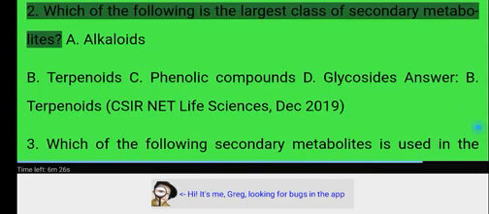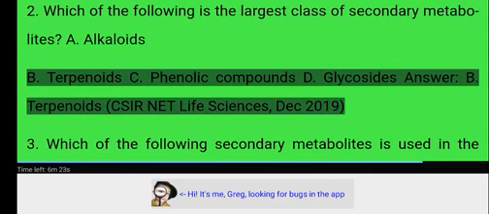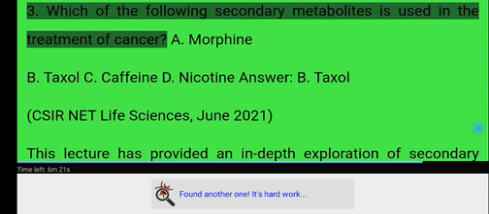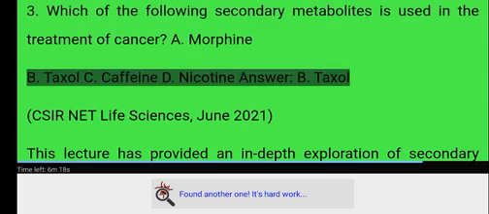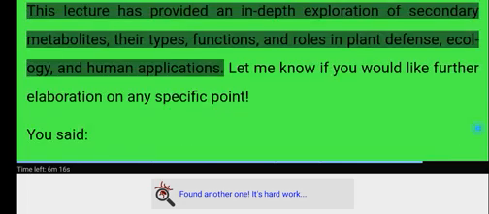2. Which of the following is the largest class of secondary metabolites? A. Alkaloids. B. Terpenoids. C. Phenolic compounds. D. Glycosides. Answer: B. Terpenoids. CSIR NET Life Sciences, December 2019. 3. Which of the following secondary metabolites is used in the treatment of cancer? A. Morphine. B. Taxol. C. Caffeine. D. Nicotine. Answer: B. Taxol. CSIR NET Life Sciences, June 2021.